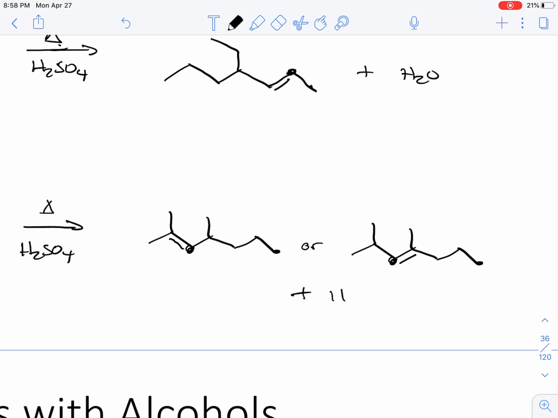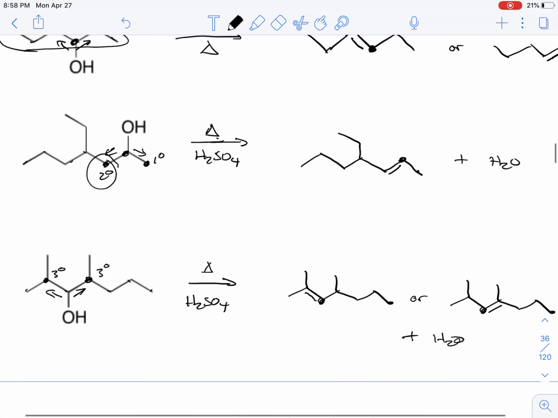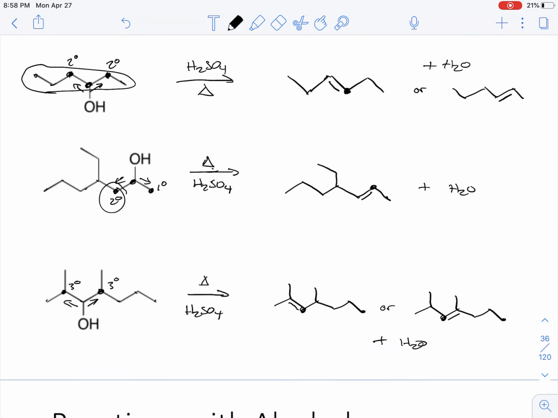And I'm going to get water as well. Cool. So hopefully, you guys kind of understand how to perform a dehydration reaction using Zaitsev's rule.